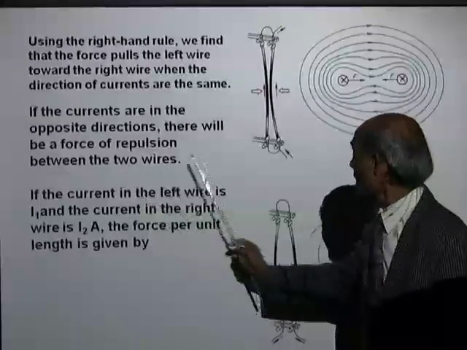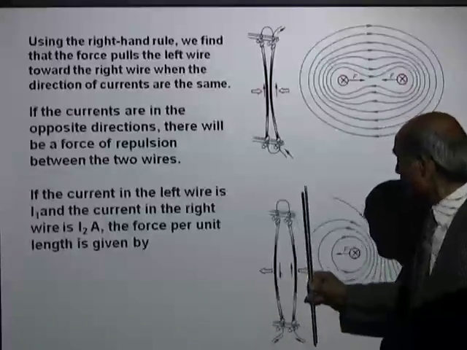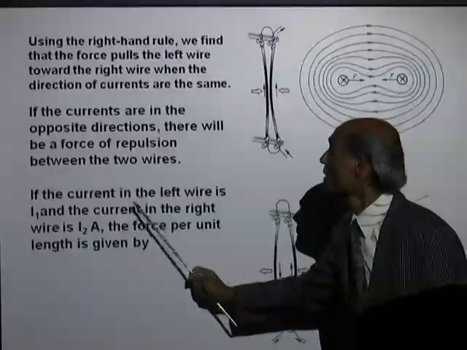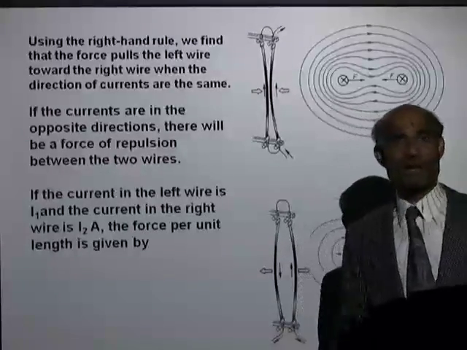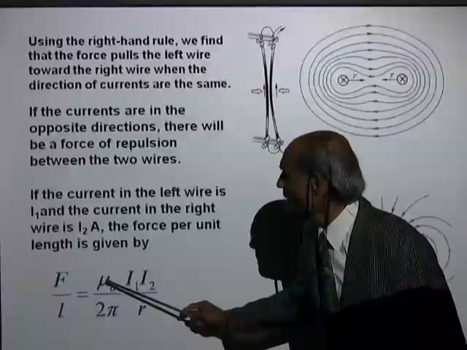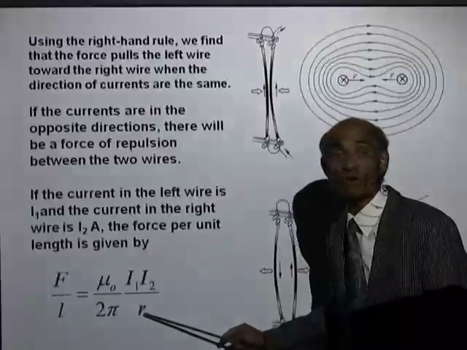Now, if the current in the left wire is I1 and the current in the right wire is I2, instead of the current being the same, if they are different currents, I1 and I2, then the force per unit length will be mu0 over 2 pi times I1 I2 over r.